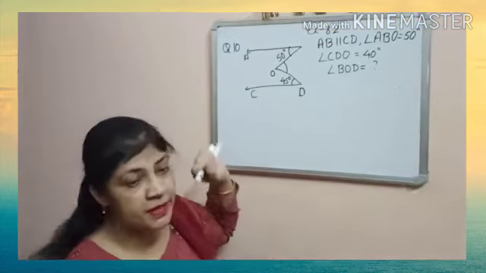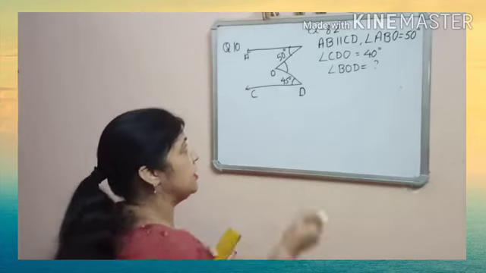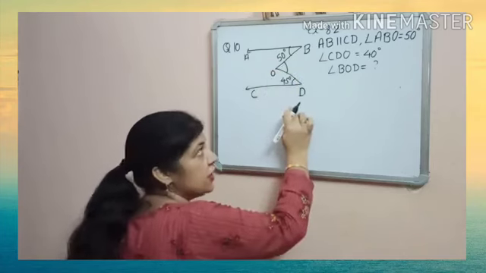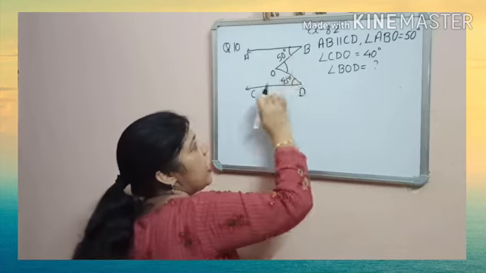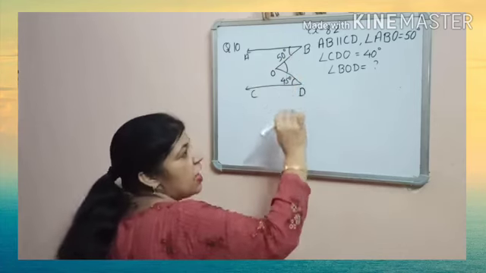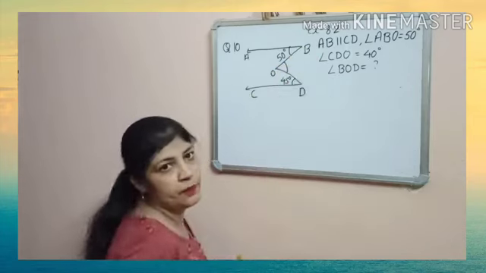Question number 10. AB is parallel to CD. This point is B. Angle ABO is 50 degrees and angle CDO is 45 degrees. And we have to find angle BOD.